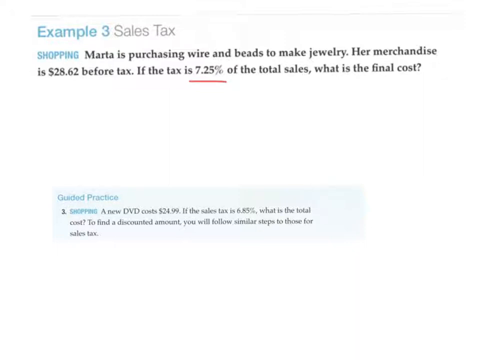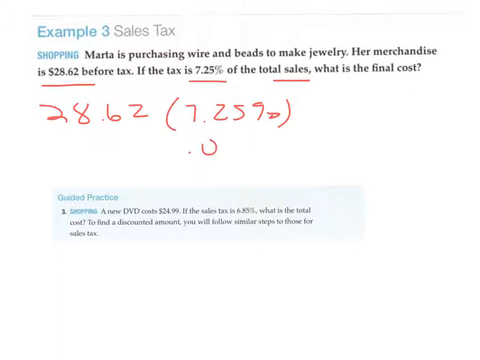So this type of problem right here, we have to understand what we're trying to find. We're trying to find the total sales. So sales is always tax plus whatever it costs. So her merchandise is 28.62. So if we have 28.62, we have to find how much tax is on that. So I'm going to multiply that by my percent. Now percents have to be changed to a decimal. So this becomes 0.0725, and that's how you change a percent to a decimal. You move the decimal place 2 spots.